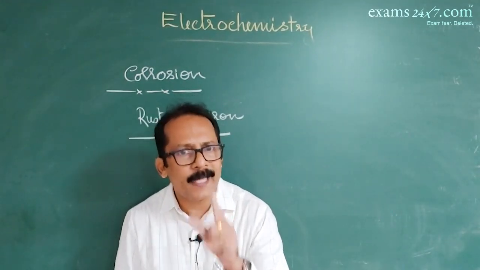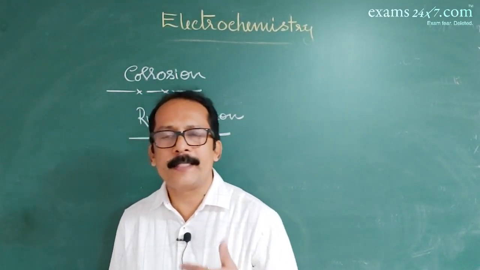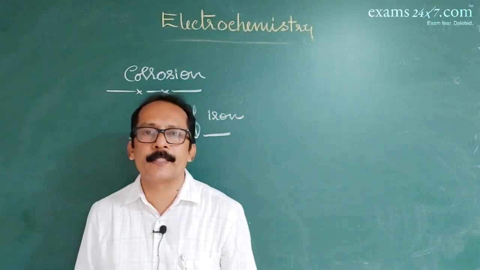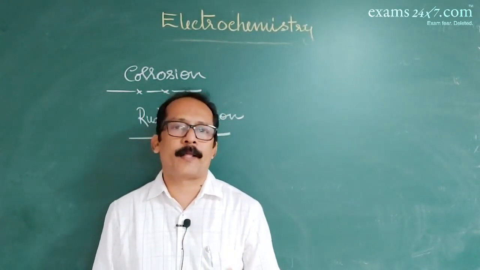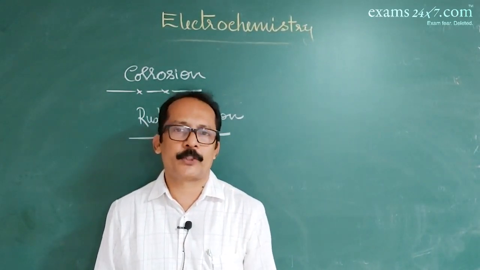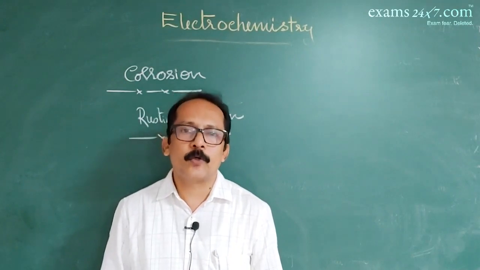Oxidation takes place at the anode. So the more electropositive metal undergoes oxidation, thereby protecting iron. This kind of method is called cathodic protection. Good. So this is about electrochemistry.